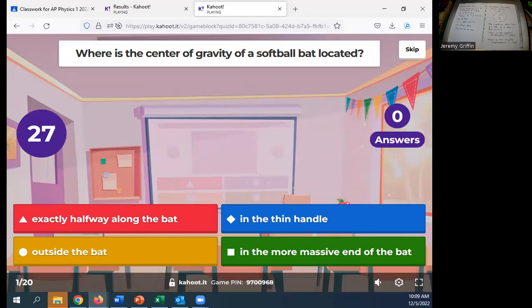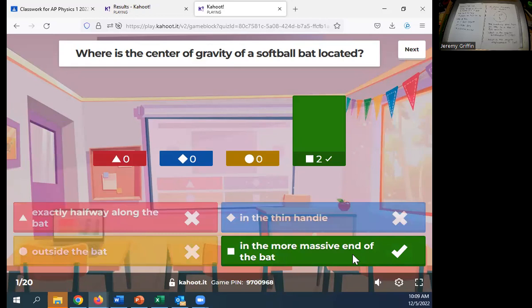Right. Center of gravity of a softball bat. Well, it's kind of a long shape. I actually got a bat sort of up there on that poster. So would it be in the more massive part of the bat? So I'm thinking. All right.